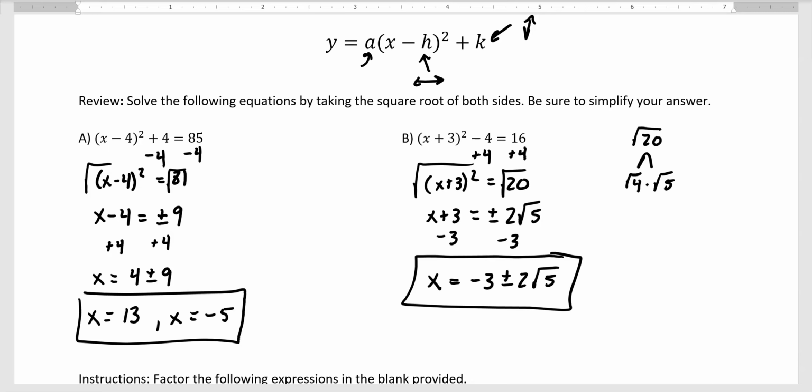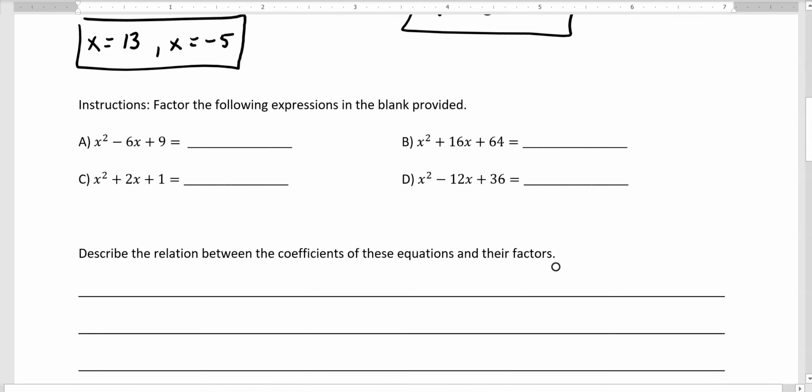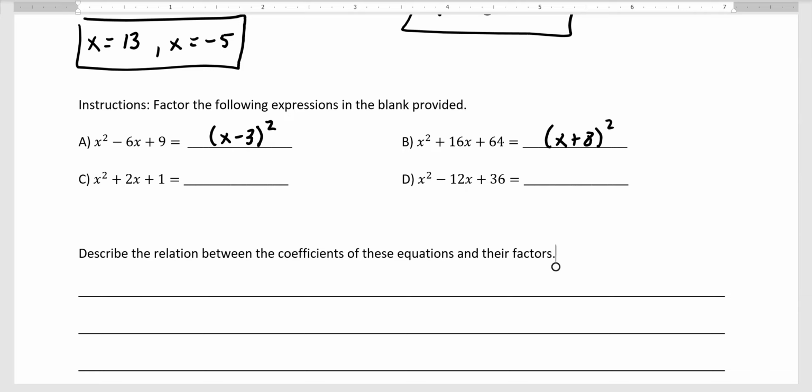So let's talk about the factors of perfect square functions. If we have x squared minus 6x plus 9, I would factor this to be x minus 3 squared. x squared plus 16x plus 64. This is x plus 8 squared. x squared plus 2x plus 1. This is x plus 1 squared. x squared minus 12x plus 36. This is x minus 6 squared.